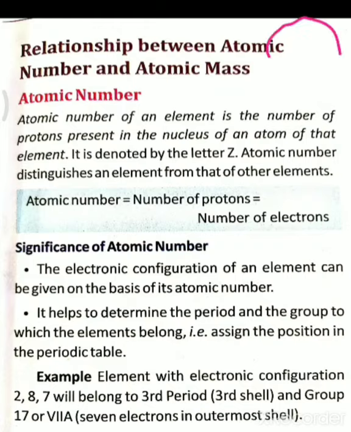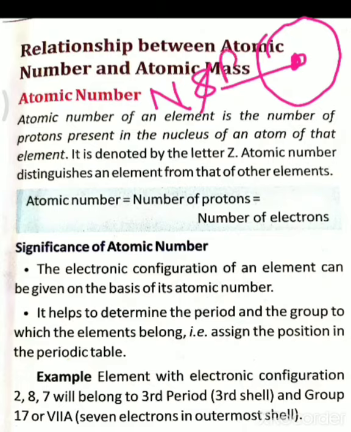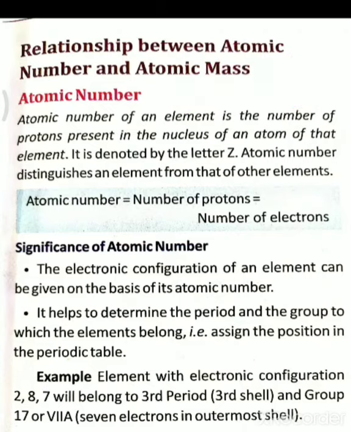Suppose this is your atom, and this is your nucleus. In the nucleus there will be neutrons and protons, and electrons will be outside. So what is atomic number? Atomic number is the number of protons present in a nucleus, and it is denoted by the letter Z.